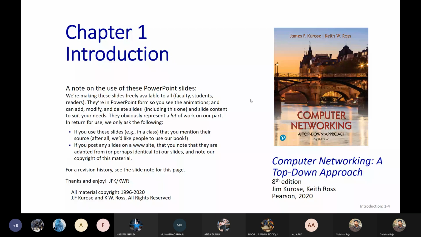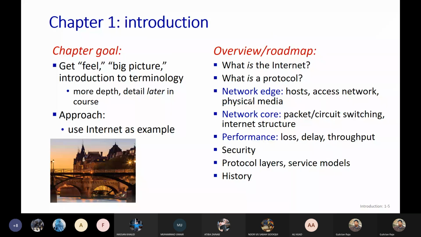This is chapter 1, introduction, and if you recall, the title of the book is Top Down Approach. So this first chapter will give you an overview or big picture of networking. This is very important, because if you miss this, you will not have an overall feeling of networks. In this context you have to get a complete concept of it.